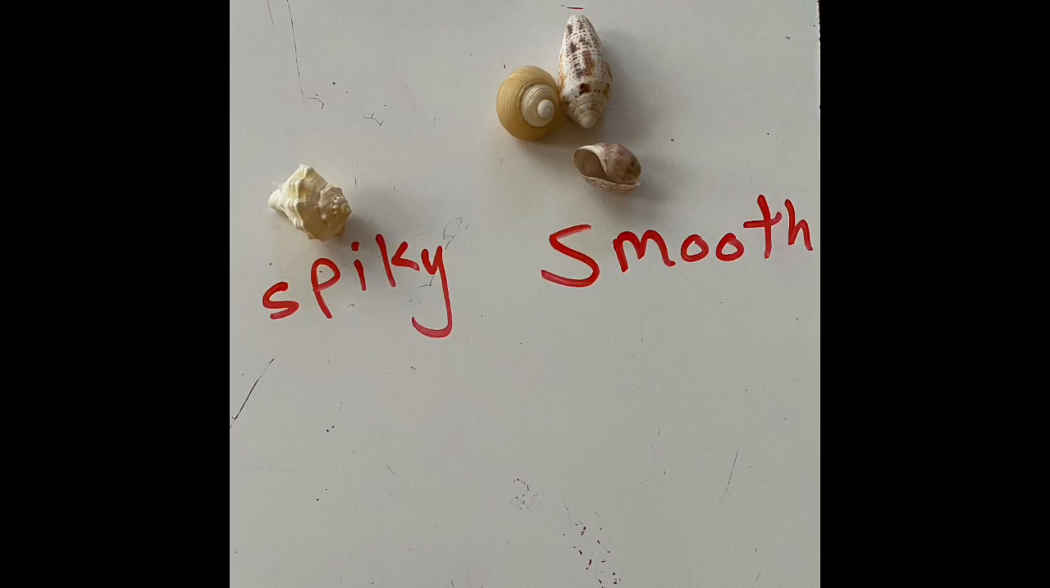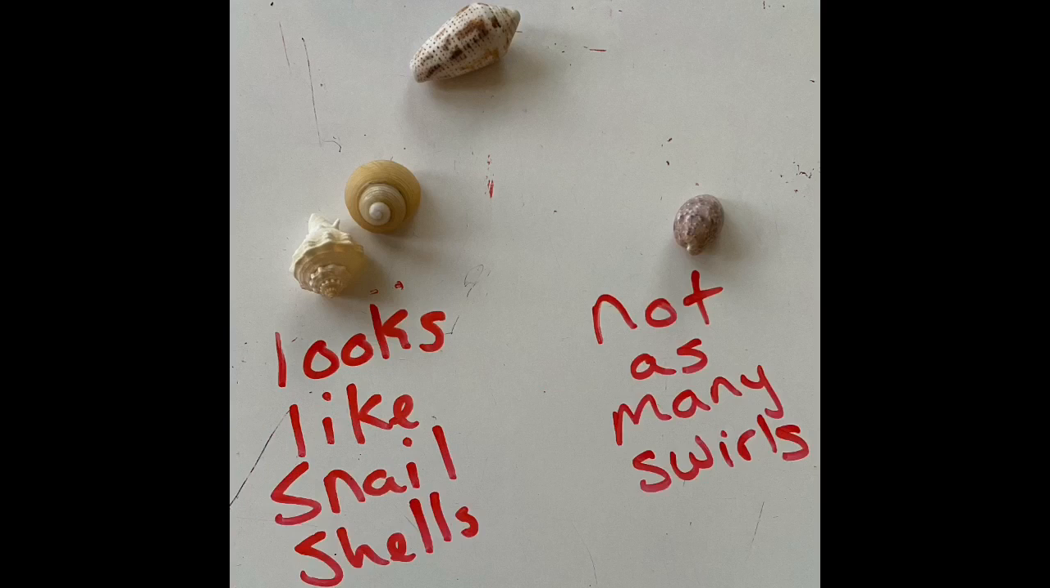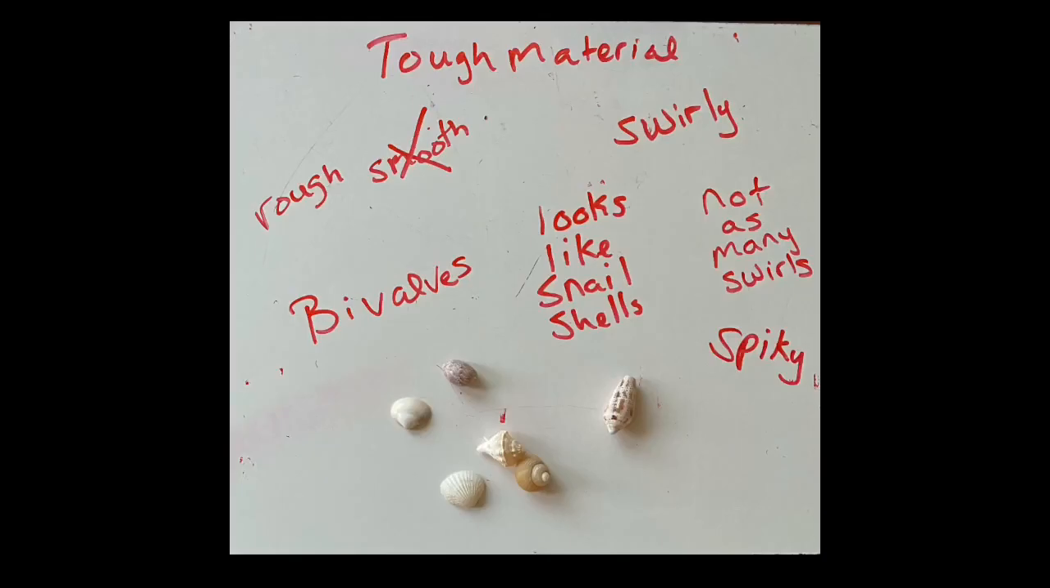There are several observations to be made with the other 4 remaining shells. To start with, I noticed that one was very spiky, while the other 3 were very smooth. Besides being spiky and smooth, 2 of the shells look like they could be snail shells, while the other 2 not so much. Another observation is that one of the shells just was not as swirly as the other 3. It's important to jot down all your observations and then do a little bit of analysis.